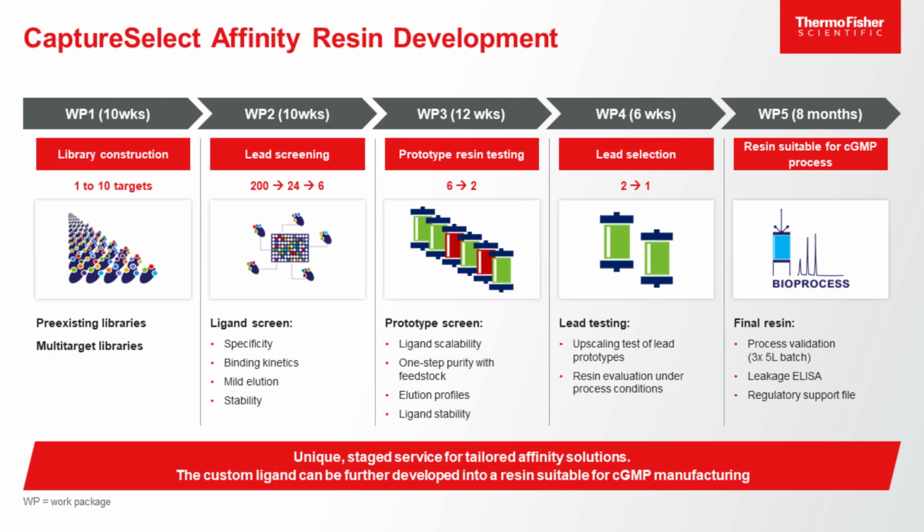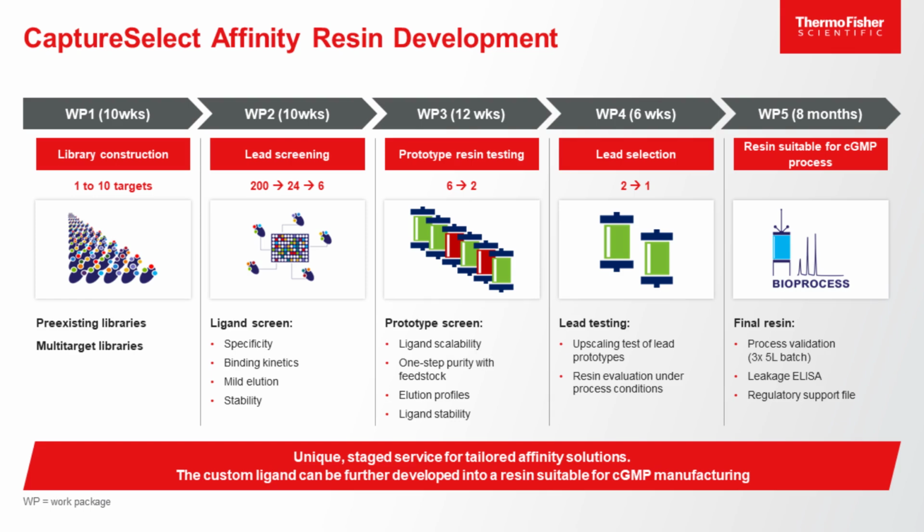Finally, if work package 4 is successful and we end up with 1 lead candidate, we can then seamlessly move into work package 5, which is to make that final resin suitable for GMP processes. That final resin is then made with 3 by 5 liter validation batches. Of course, it can be higher as well, but the minimum is 3 by 5. We'll develop a leakage ELISA for the ligand, which is needed for a regulatory submission. And that is actually the final close-off of the program: developing a regulatory support file. Again, this is a unique stage-gate service to develop tailored affinity solutions.